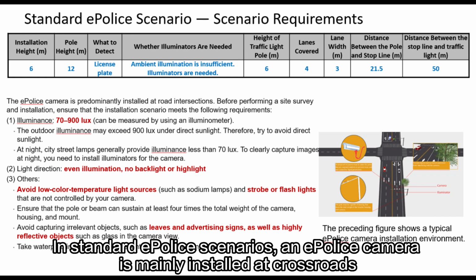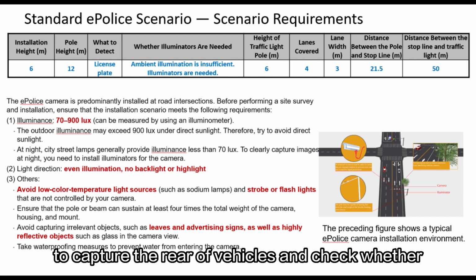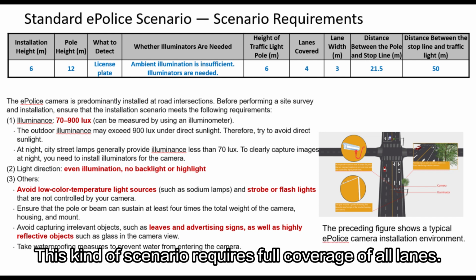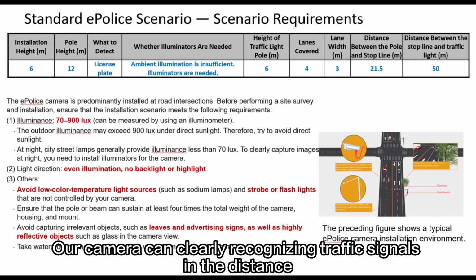In standard ePolice scenarios, an ePolice camera is mainly installed at crossroads to capture the rear of vehicles and check whether they violate traffic rules and regulations when passing an intersection. This kind of scenario requires full coverage of all lanes. Our camera can clearly recognize traffic signals in the distance.